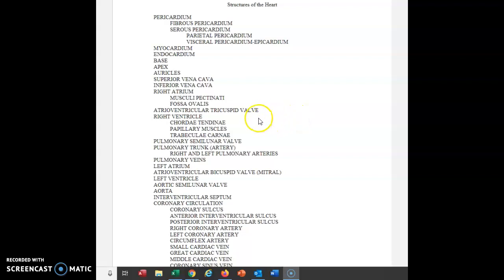Okay, the next structure we want to look at is we talked about the ventricles versus the atria, and in the ventricles, of course, we have the valve that separates the atria from the ventricles. We have the atrioventricular valves, and in the right side of the heart we have the tricuspid valve, and the left side of the heart we have the bicuspid or the mitral valve.